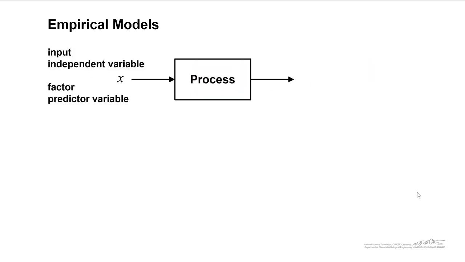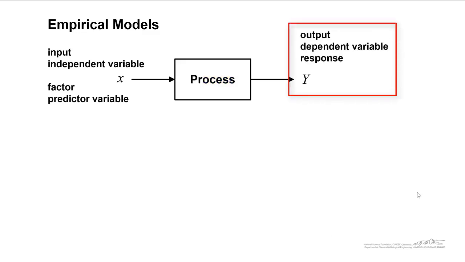Natural phenomena are described by some process. We have an input. This is also known as an independent variable or a factor or a predictor variable. This goes into some sort of process, whether that's a natural process or a synthetic or a chemical process, some sort of chemical reaction or mechanical process. And we have an output. This is known as the dependent variable. It depends upon the independent variable. Oftentimes we will refer to this as the response.